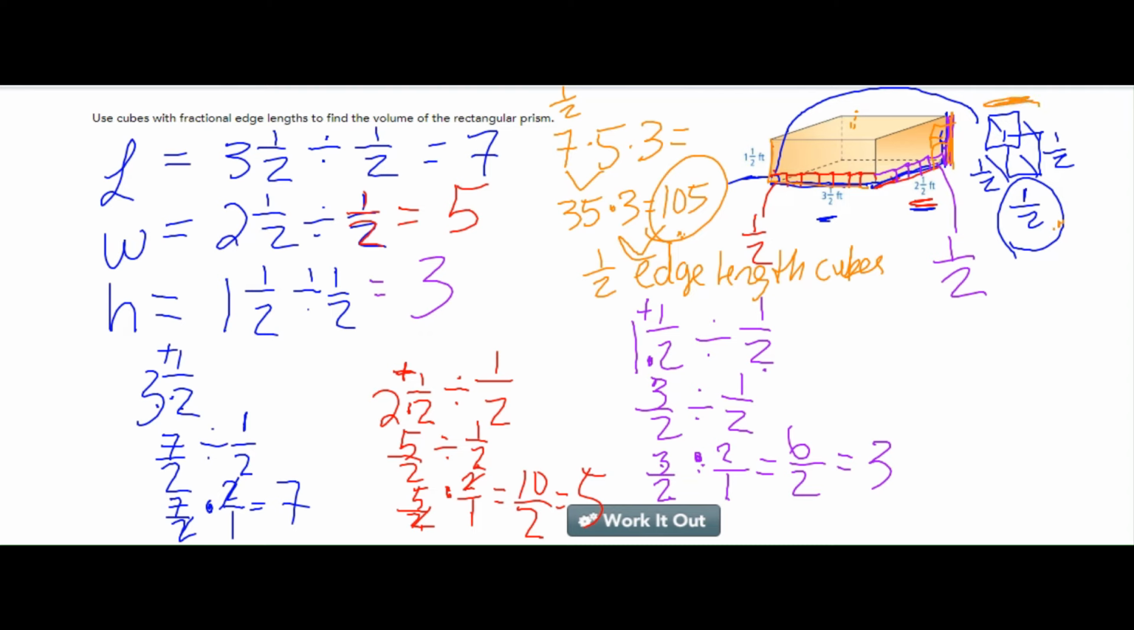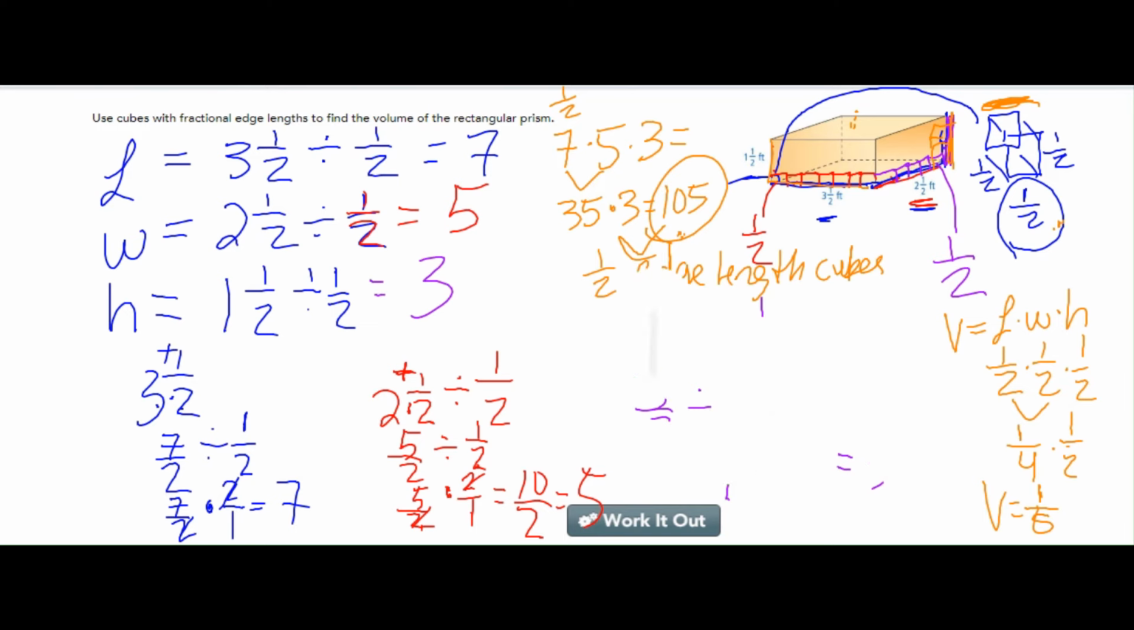Well, first I have to find the volume of the small cube. So I know volume is equivalent to length times width times height. So that means I need to multiply 1/2 times 1/2 times 1/2. 1/2 times 1/2 is 1/4. And 1/4 times 1/2 is 1/8. So the volume of the small cube is equivalent to 1/8.